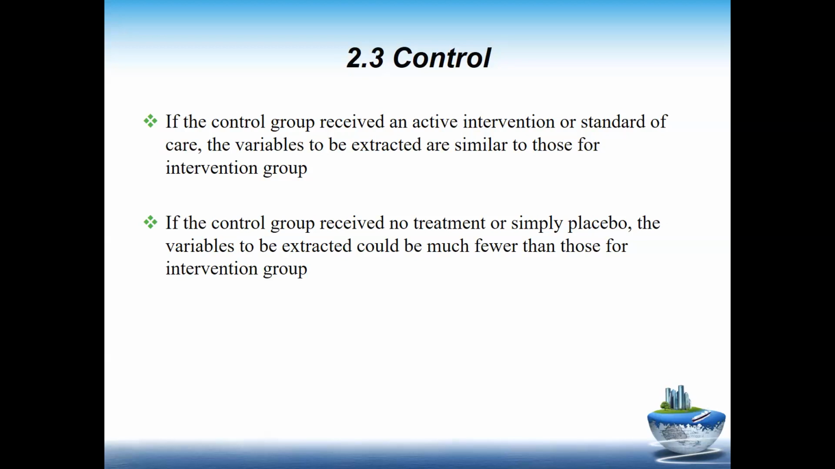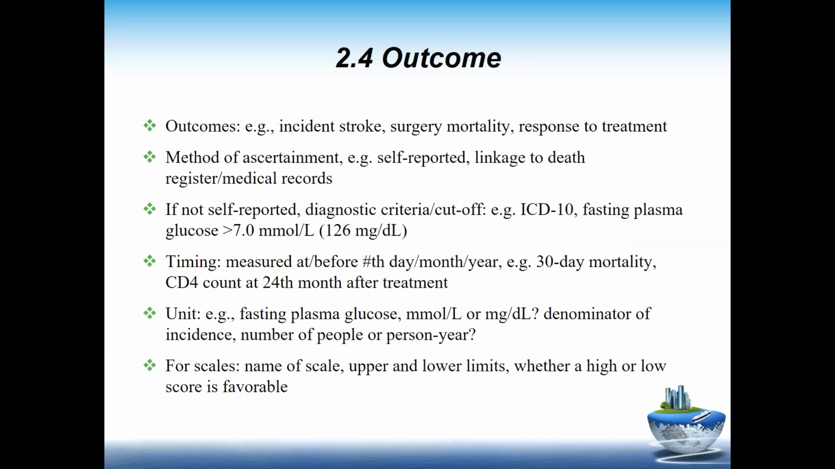But if the control group received no treatment or simply placebo, that will be much easier. You just need to write out the name. Oh, it's usual care, or it's placebo, something like that is enough, right? So this part is relatively easy. The fourth part is outcome. Okay, for outcome, there are several issues that you need to consider.